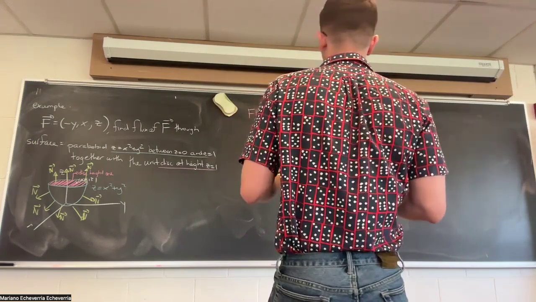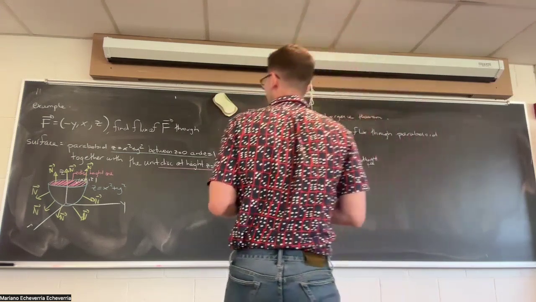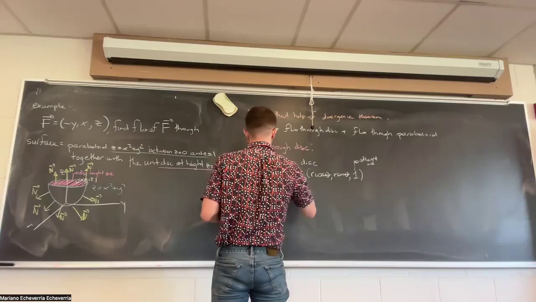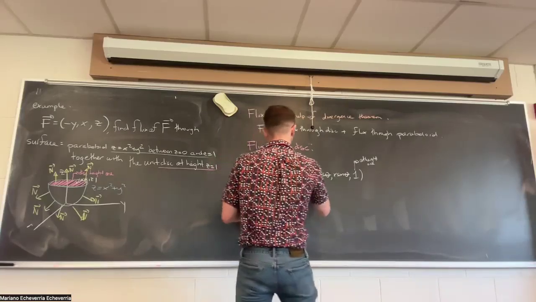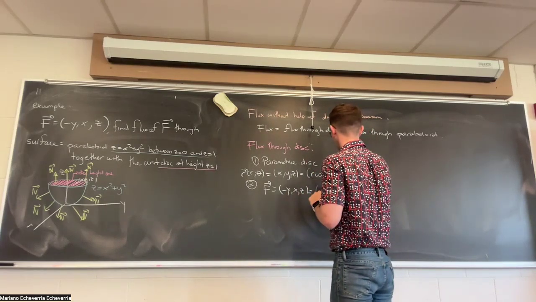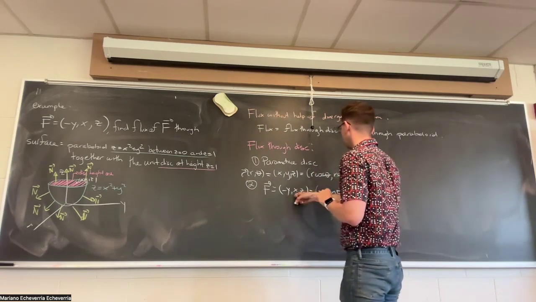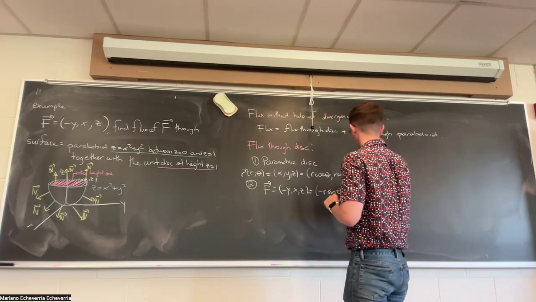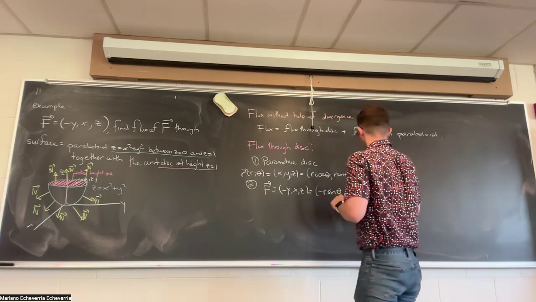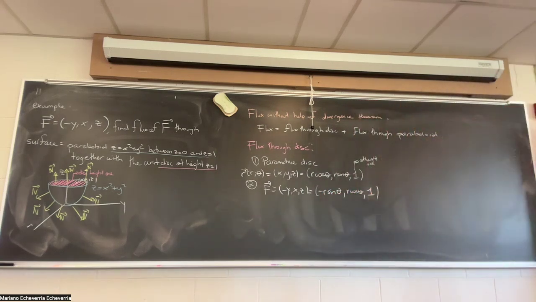Once you have the parameterization, you can rewrite f in terms of the parameters. f was negative y, x, z, but what is y? y is r sine of theta, so I will put negative r sine of theta. What is x? x is r cosine of theta. And what is z? z is 1. So that's how the vector f looks in terms of the parameterization.